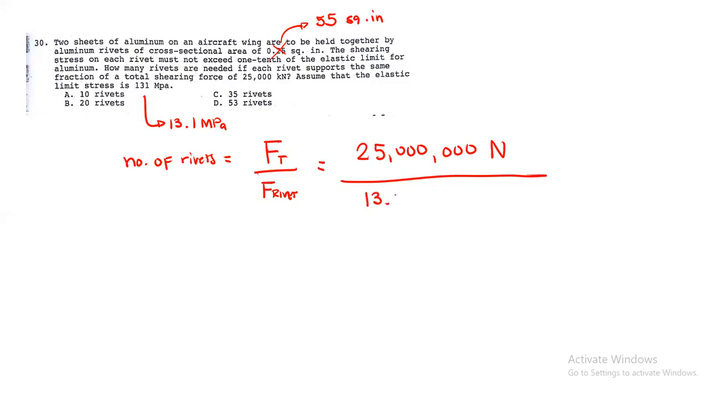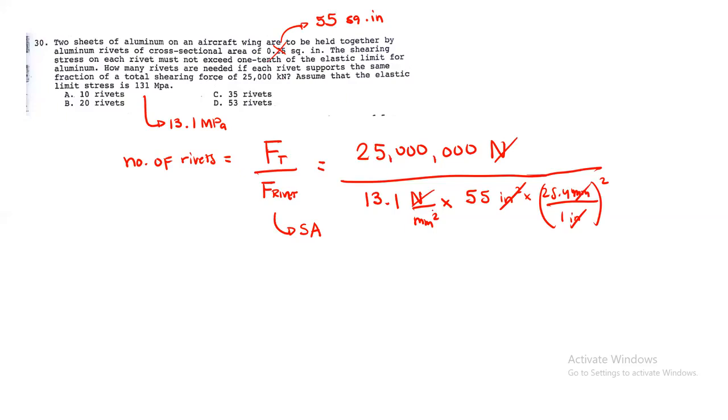So, the force of a rivet is equal to stress times area. 13.1 Newton per mm squared times the area. The area is 55 square inches times 25.4 mm per 1 inch, squared. The inches squared, Newton, and mm squared cancel, leaving the number of rivets.